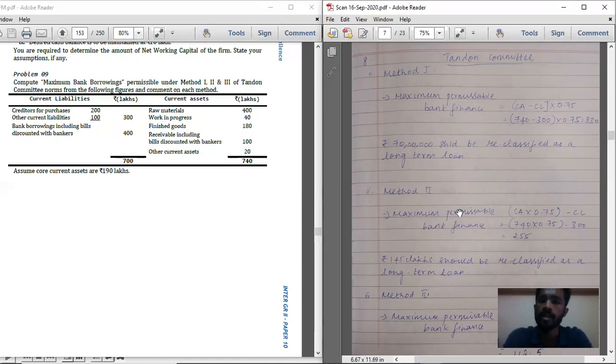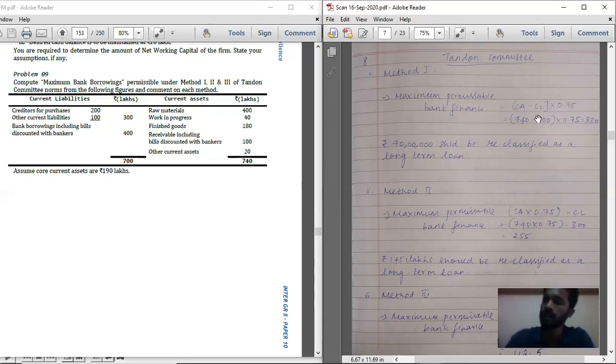Open a bracket, current assets minus current liabilities, close the bracket, into 0.75, that is 75%. Now calculate it. What is current assets? Current assets they have mentioned as 740. Open a bracket, 740 minus current liabilities, which is 300, close the bracket, into 0.75.